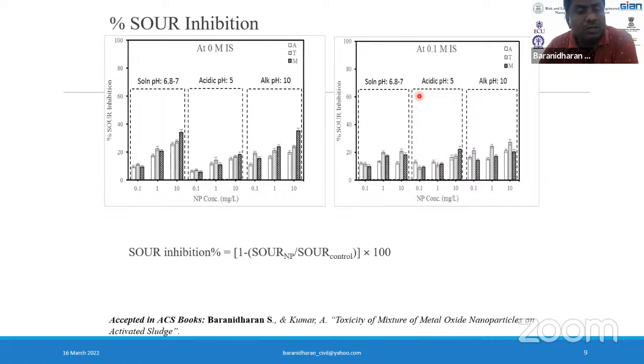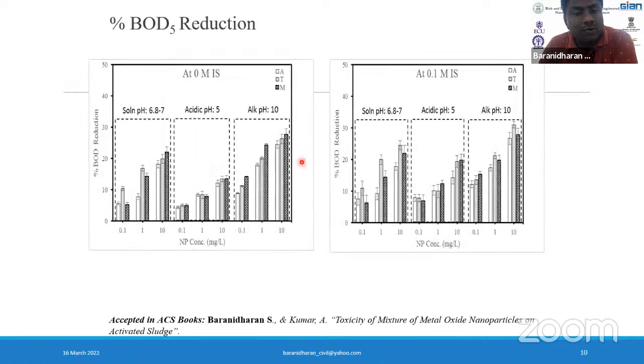So moving on, one such thing was BOD reduction, which was also done. In similar fashion, with respect to the specific oxygen uptake rate, the mixture had a greater say at 0.0 molar ionic strength. At acidic pH, titanium and the mixture had more or less the same kind of effect on the reduction pattern.